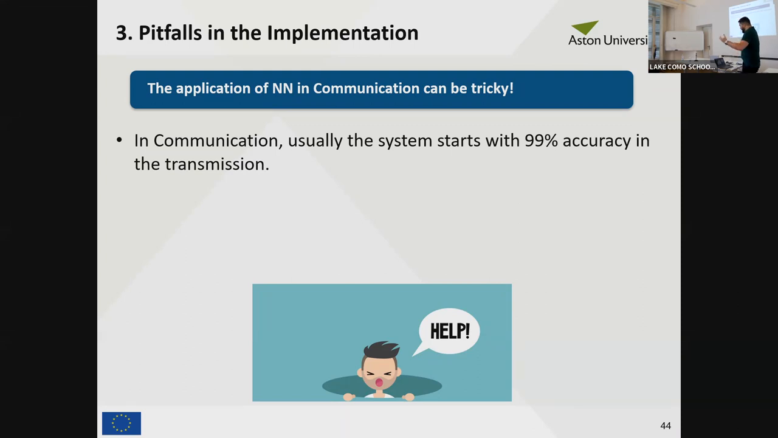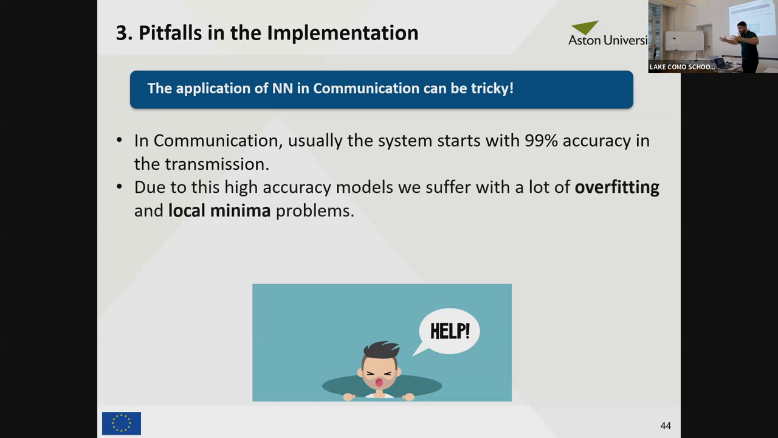And we try to give some hints and help researchers in this area to not fall in the pitfalls that I fell into during my PhD, okay? And what is the consequence of having such a high accuracy? The consequence is that we suffer with a lot of overfitting and local minima problems.